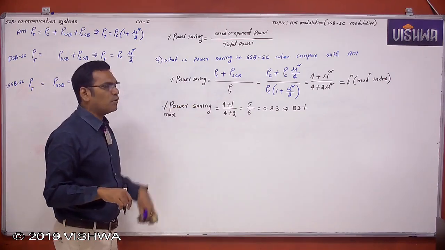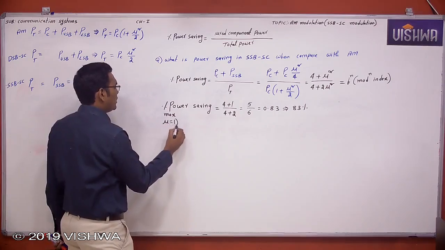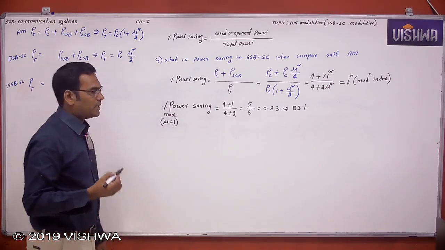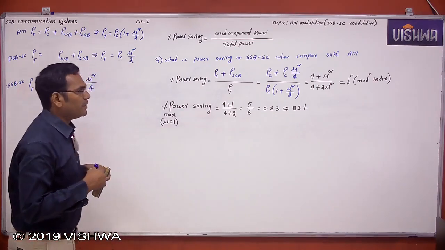Maximum means I just put mu as 1. What is the meaning of maximum? Maximum means modulation index equal to 1. Okay. Now this is the power saving in SSB-SC when compared with AM.